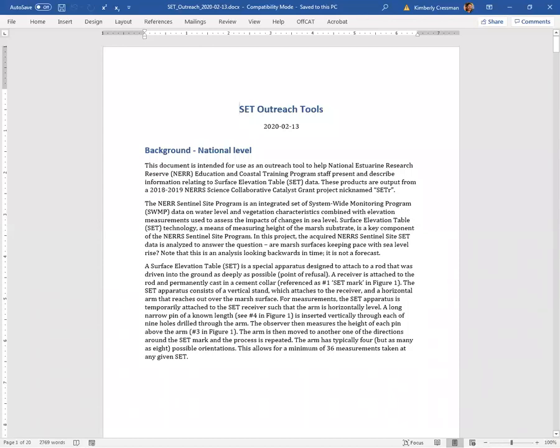I just generated this morning because I had a bright idea about something to change. So as you'll see, the title is just Set Outreach Tools, and it shows the date that the report was created. So you can make these year after year, or the person running the program can make these year after year. So we provide some background on the Sentinel Site program and SETs in general.